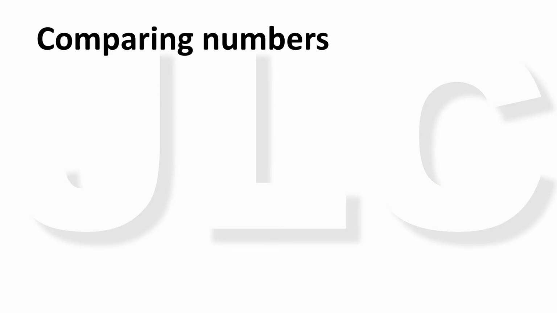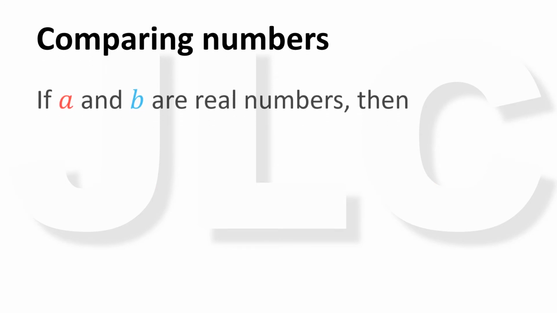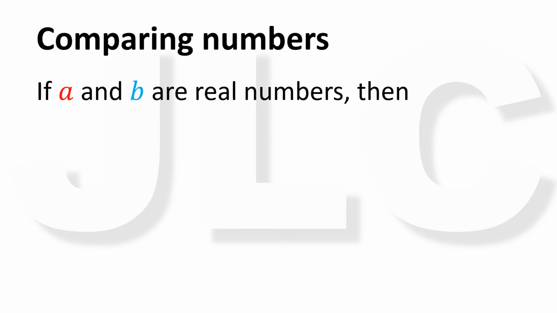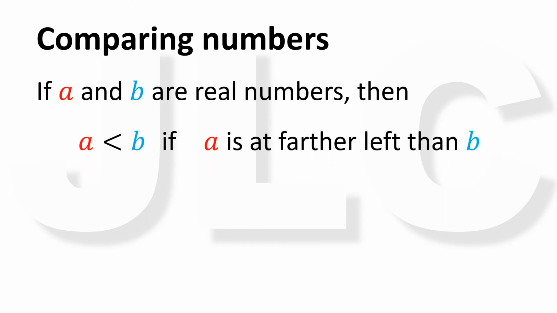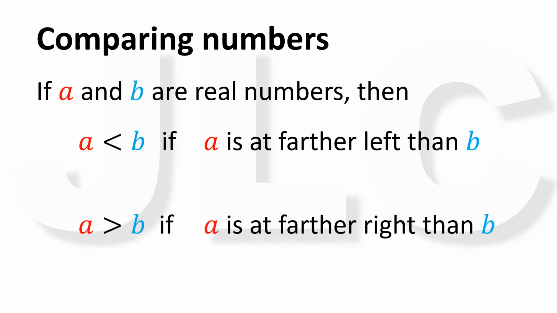Using this convention, we can easily compare numbers visually. If a and b are real numbers on the real line, then a is less than b if a is farther left than b. a is greater than b if a is farther right than b.